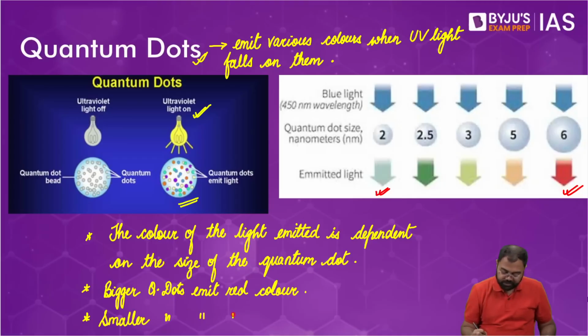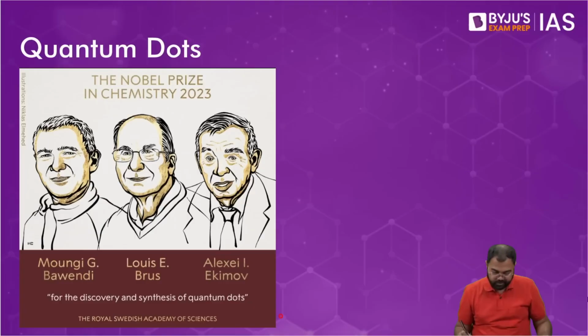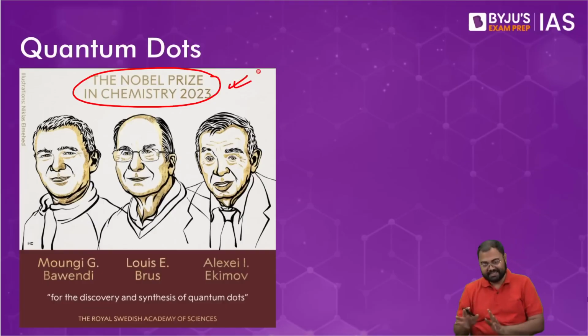Smaller quantum dots emit violet color. So it will depend basically on what is the size of the quantum dot. So the 2023 Nobel Prize in Chemistry has been given for the discovery and synthesis of quantum dots. So that's why this time it becomes very, very crucial for the examination.